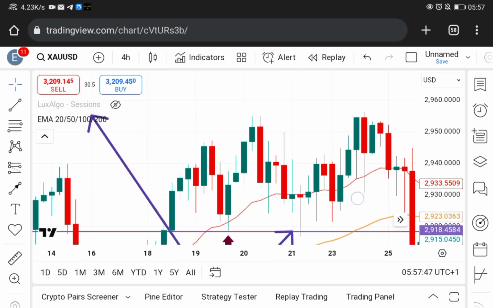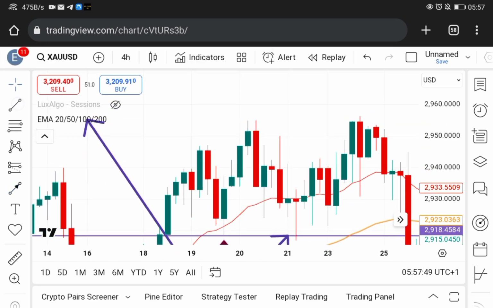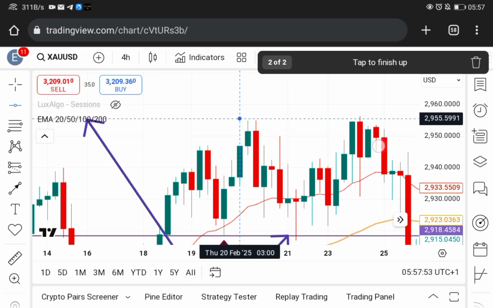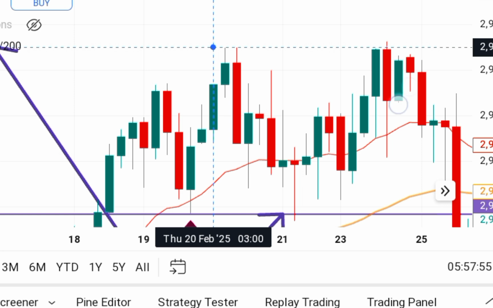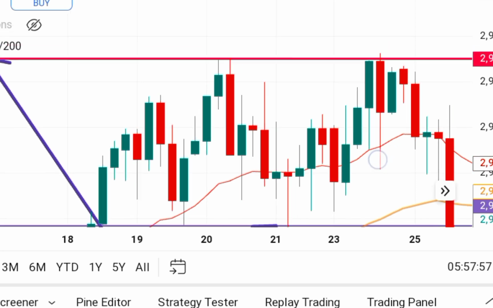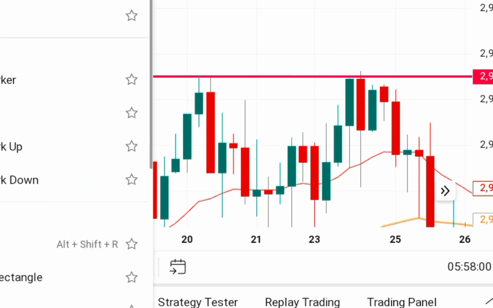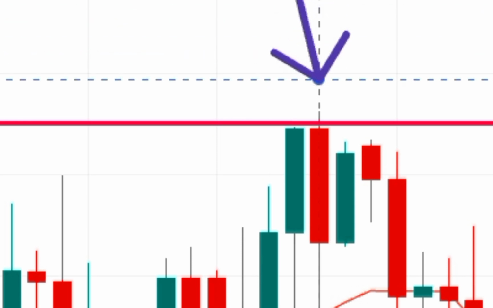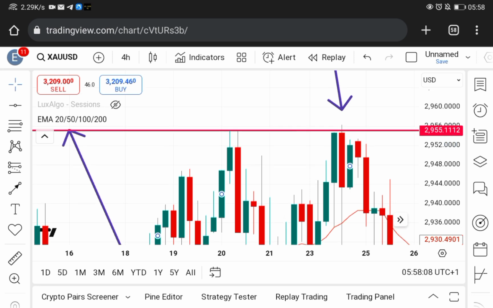Coming back, this high is what you focus on. Then you wait for the market to come back and grab this high. Once this high is grabbed, you start looking for your entry criteria. As you can see, the high was grabbed at this point right here. So that is when you move down to your smaller time frame and take a trade to the downside. So this is it.